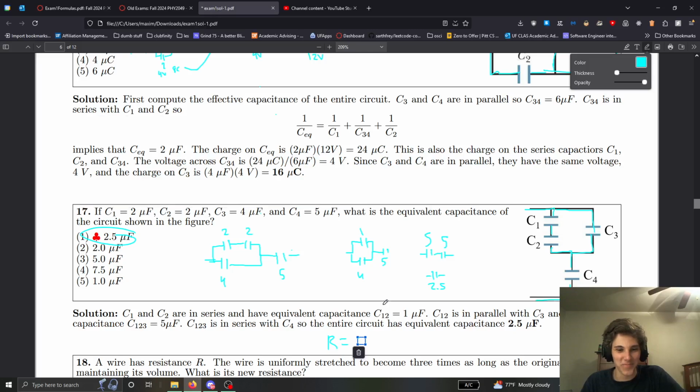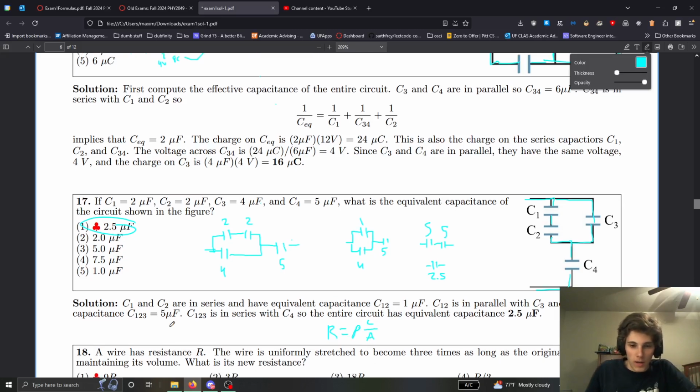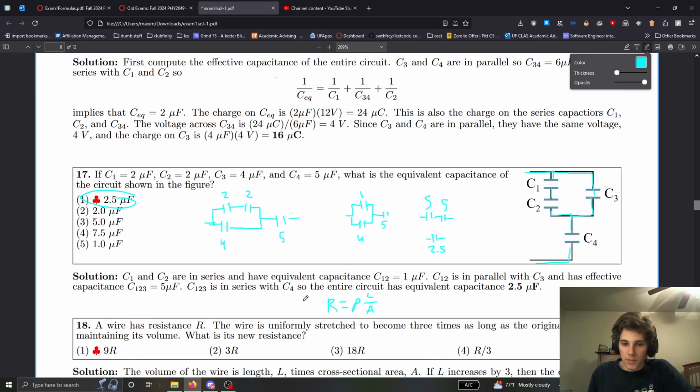That's voltage. It's rho proportional to length over area, right? Now, the wire stretches to become 3 times as long as the original wire while maintaining its volume. Volume is equal to the length times the area. If the volume is constant and the length becomes 3 times as long, then the area must become 3 times as short. So we get a 3 times increase here and a 1/3 here, which just leads to a 9 times increase overall.